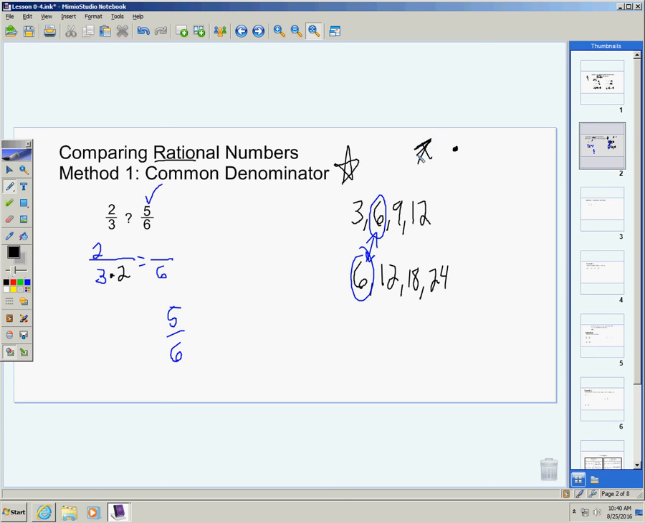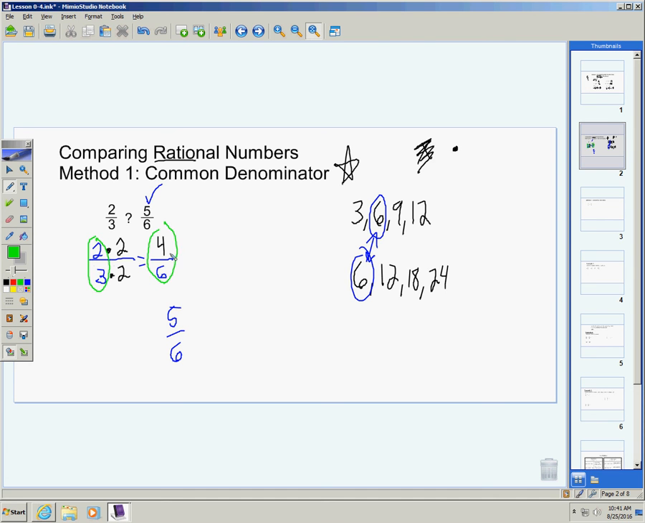So 3 times 2 is 6, but if I multiplied my denominator by 2, I have to multiply my numerator by 2 as well, and I get 4/6. And what this is telling me is that 2/3 is going to be the exact same fraction as 4/6, because I multiplied numerator and denominator each by 2, so these are equivalent fractions.